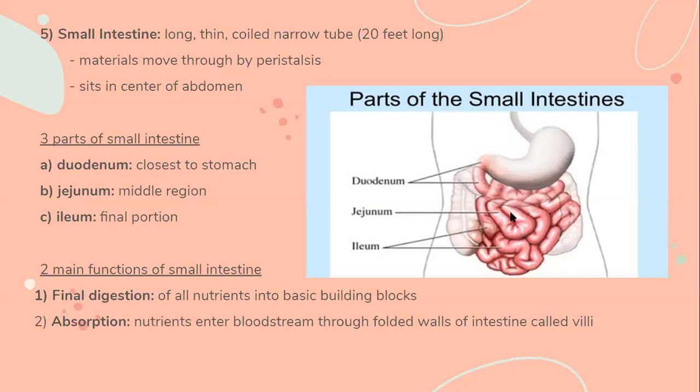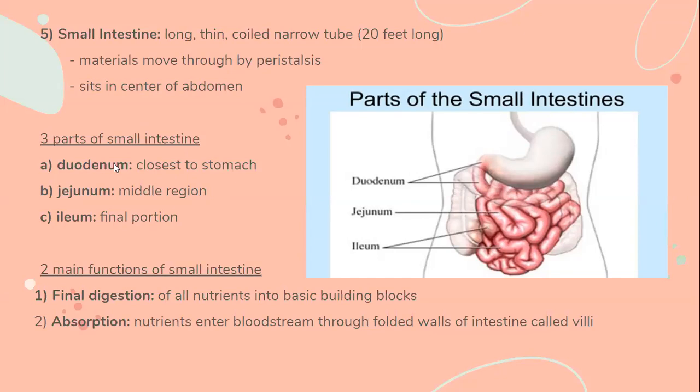So the intestines are smooth muscle, so they're under involuntary control, and they just move food through by peristalsis. Without peristalsis, it would just sit there. The small intestine also sits in the center of your abdomen. While the stomach is more on the left side, the small intestine is more downwards and covers a lot more area than the stomach does.